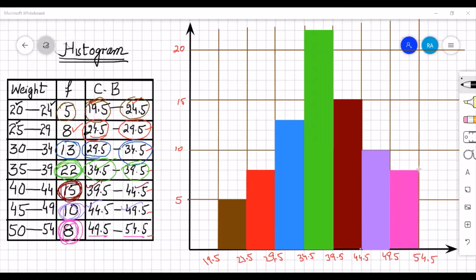So dear students, this is our histogram according to given group data. And remember, to draw histograms, class boundaries are very necessary. And after obtaining class boundaries and frequencies, we select suitable graph and draw histogram. I hope you will understand it very well.